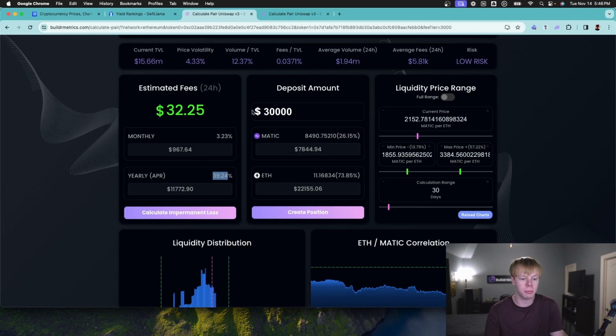Whereas if you go on the Ethereum network, they could be upwards near $50 per transaction. So ultimately, you have to factor that in.